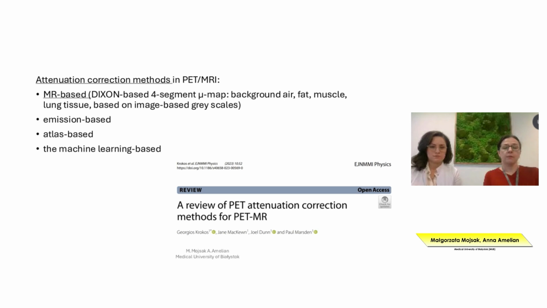However, in terms of attenuation correction methods in PET-MRI, it is an MR-based methodology. So we apply the acquisition of the whole body with the use of a Dixon-based four-segment map. And looking at this map, the structure of the body is segmented into 4 types of tissues: background air, fat, muscle, and lung tissue.